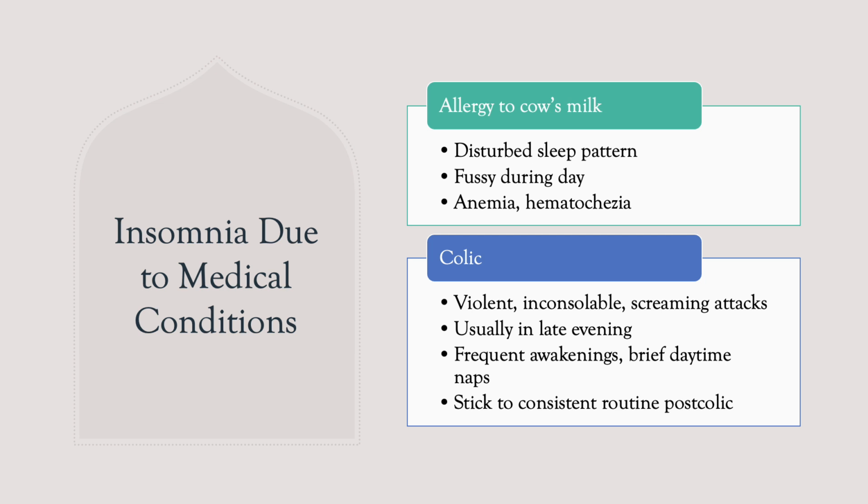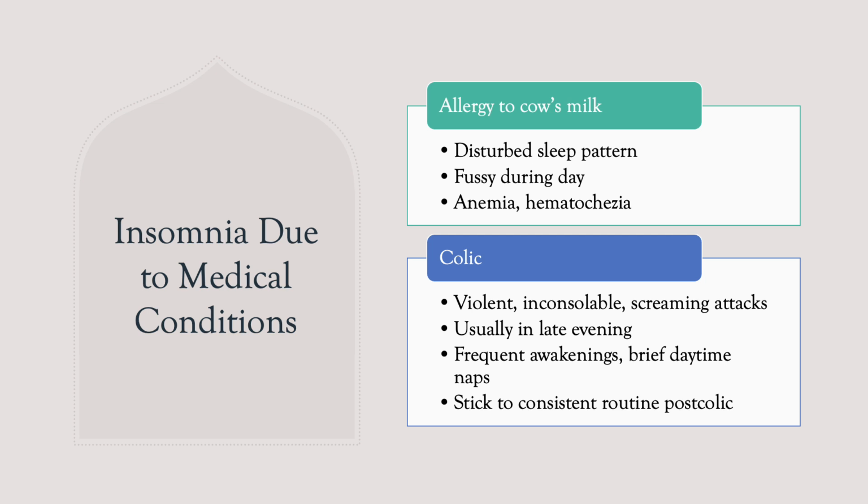Babies can be fussy during the day, may be anemic, or show hematochezia, which is the passage of bright red, bloody stools. This is different from melena, which is stool with blood that has been altered by the gut flora and appears black and tarry. Hematochezia is commonly associated with lower gastrointestinal bleeding. That would be why the blood is brighter red, because it has not gone through so much processing in the digestive tract. Once these patients no longer have cow milk, their sleep can return to normal in about 2 weeks.